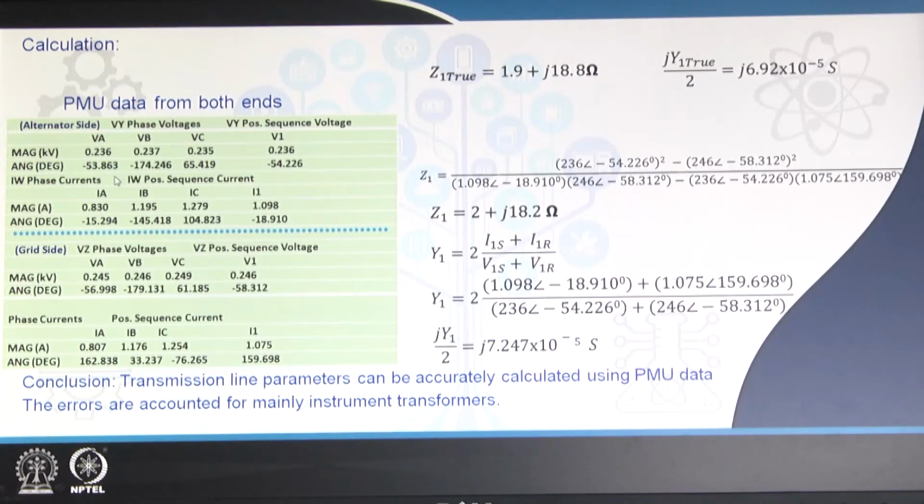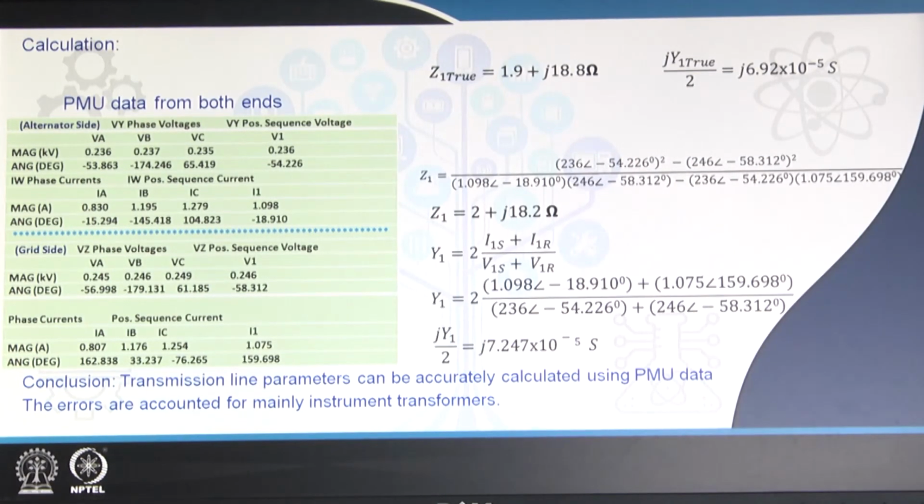Now, using the positive sequence voltage and current data, we compute the corresponding Z1. You see here the sending end voltage is 236 volt with an angle of minus 54.226 degree, and then using these relations we obtain the positive sequence impedance Z1 to be 2 plus j18.2 ohm. Compared to this, the actual Z1 is 1.9 plus j18.8. So, this little bit of difference is accounted for by the CT and PT response.